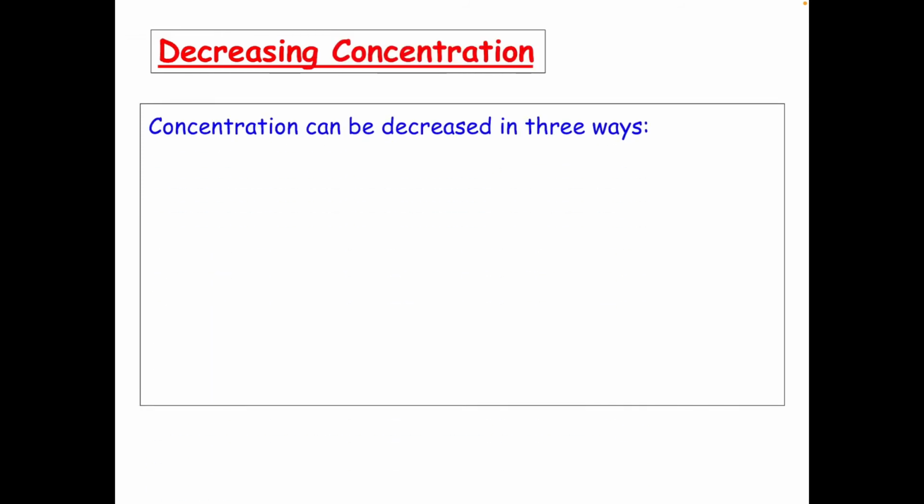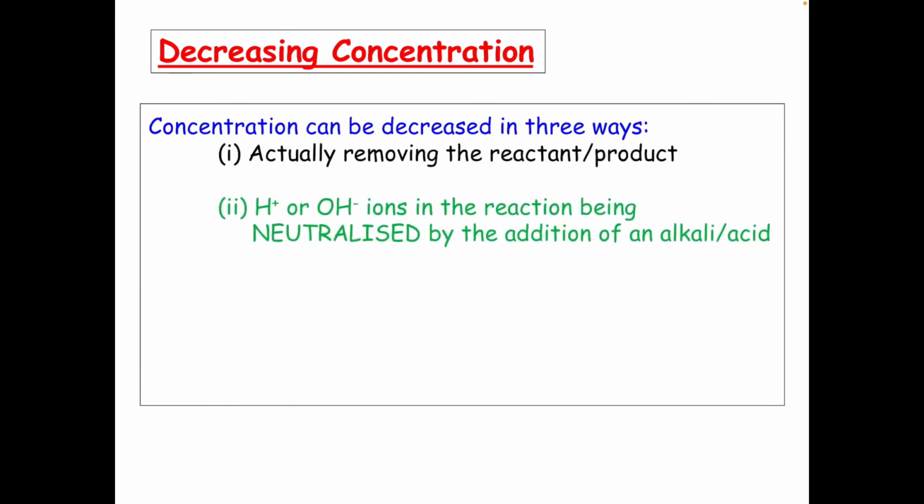Decreasing concentration can be done in three ways: actually removing the reactant or product; neutralization by adding H plus or OH minus, or adding an alkali or acid if you've got H plus and OH minus in the reaction; and also when the ions form a precipitate. So that's a nice wee summary slide for you.